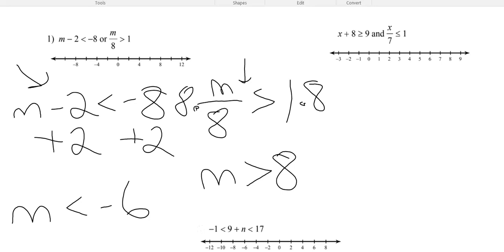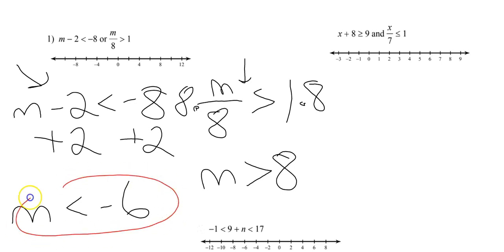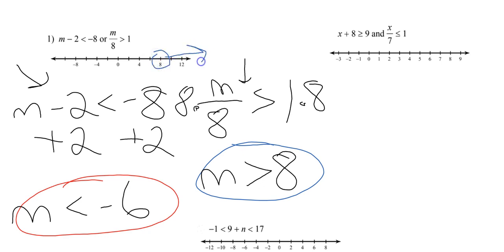So now I have these two inequalities, and all I'm going to do is graph them together. I'll start with m is greater than 8 first. I'm going to put my mark on 8. It's going to be an open circle since it's just greater than, and it's going to be pointing to the right. To graph my second one, m is less than negative 6, put an open circle on negative 6. It's going to be pointing to the left. And that's really as simple as it is.